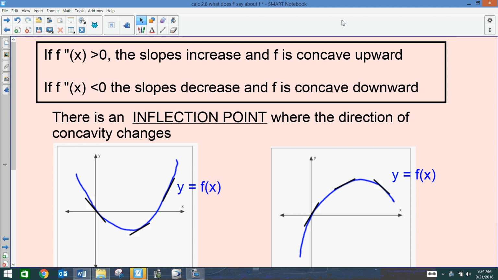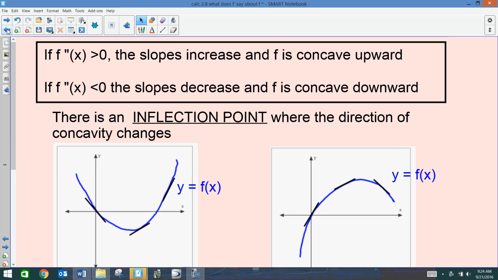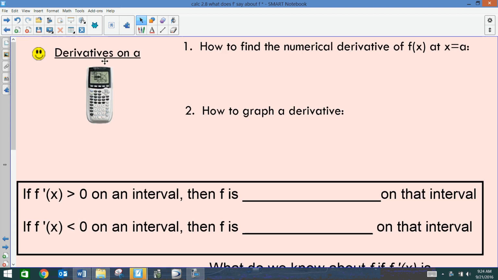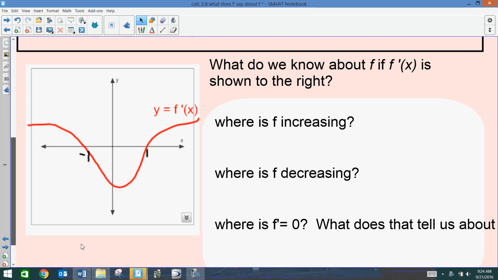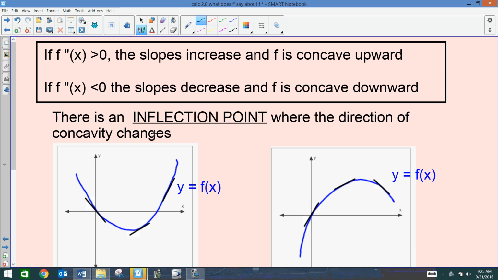The next thing we're going to talk about, we've talked about a couple of classes ago: increasing and decreasing. Remember, we're always talking about F, increasing and decreasing. Usually, I don't like to talk about F prime, but we can. I'll get into that. So now we're going to talk about concavity.